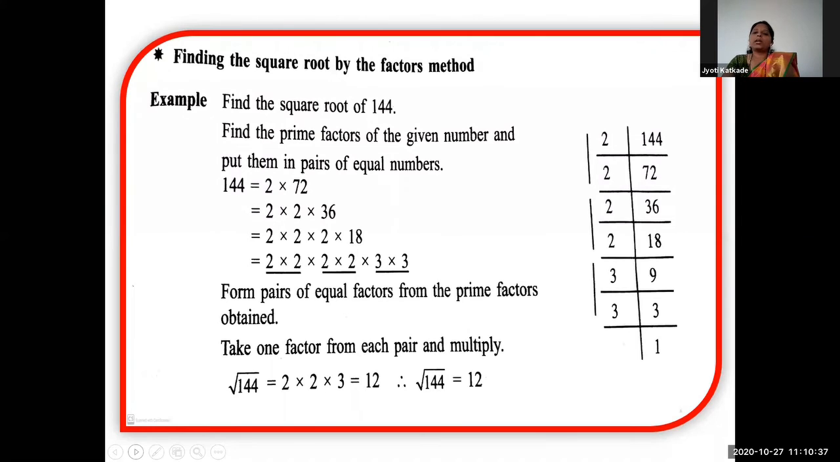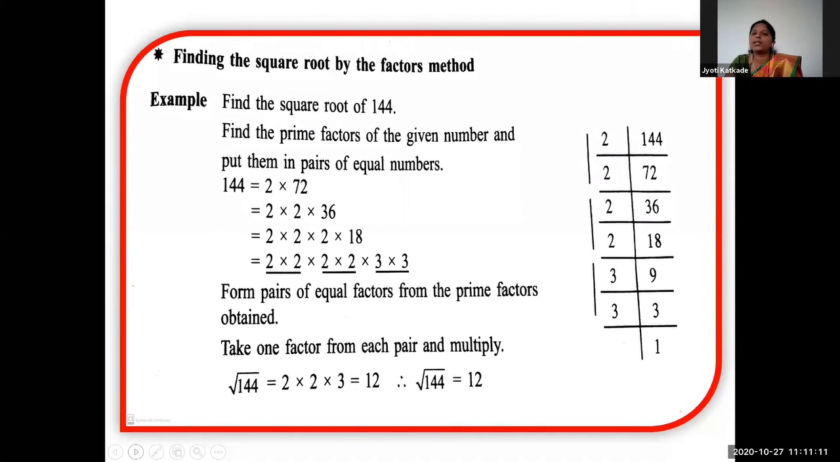From the pairs of equal factors in the prime factorization obtained, take one factor from each pair and multiply. There are pairs: 2 into 2 is one pair. Again, 2 into 2 is also a pair. And again, 3 into 3 is also a pair. When pairs are there, take only one from each pair. Take one factor from each pair.